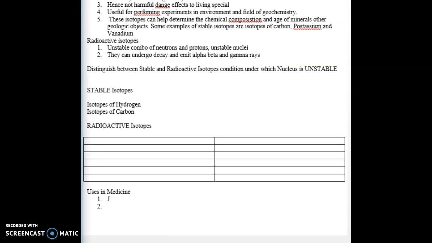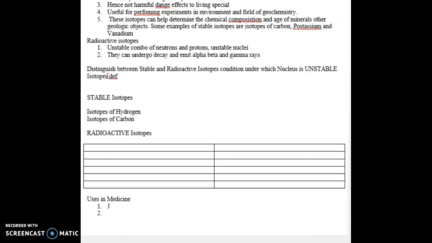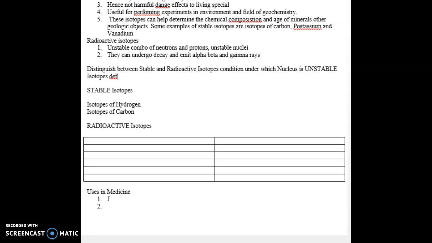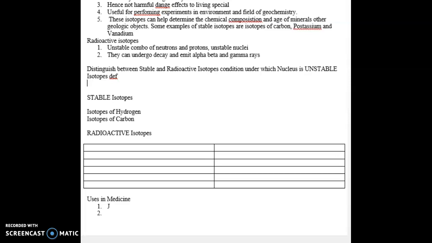Now, to distinguish between the isotopes and the radioisotopes, we'll have to put the definition of isotopes. I've already said that previously. In addition to that, we need to know the atomic number and mass number, so neutron, proton, atomic mass, and atomic number.